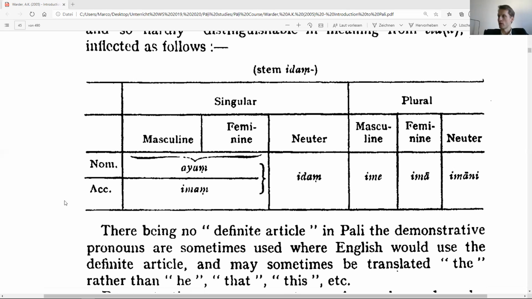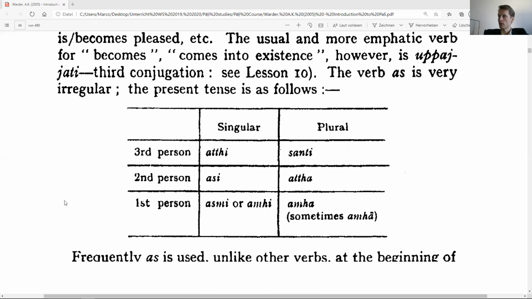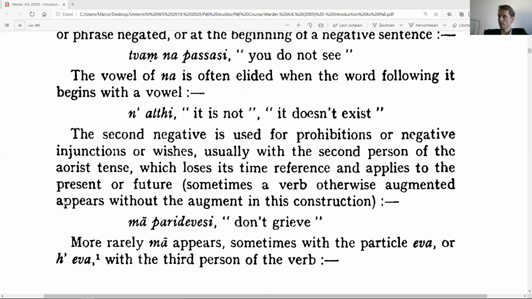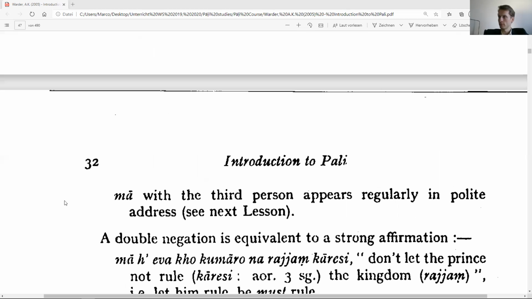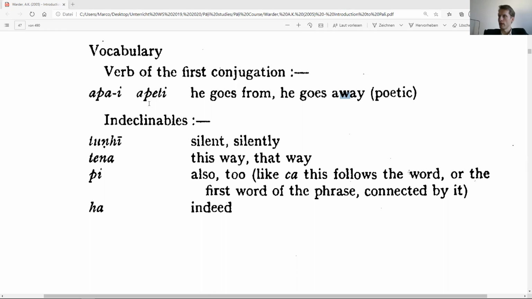So far to the grammar, and as regards the vocabulary, we have apai, apeti, to go from or to go away. It is this more poetic or more elevated.